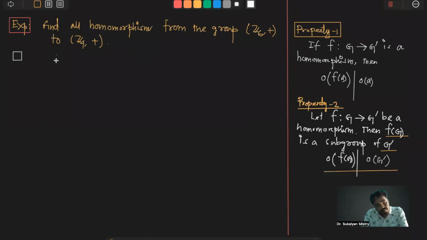Okay, let F be a mapping from Z6 to Z4. We know that Z6 is a cyclic group, Z4 is also a cyclic group. Clear? In general we conclude that Zn is a cyclic group. So Z6 is a cyclic group, and Z4 is a cyclic group because Zn is a cyclic group. So first we consider F a mapping from Z6 to Z4, which is a homomorphism.